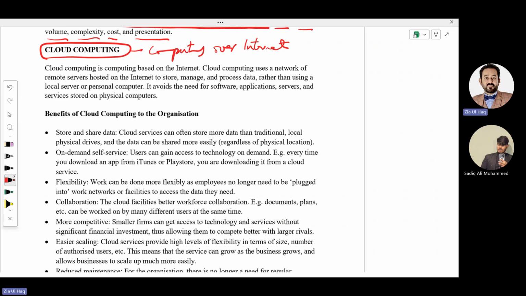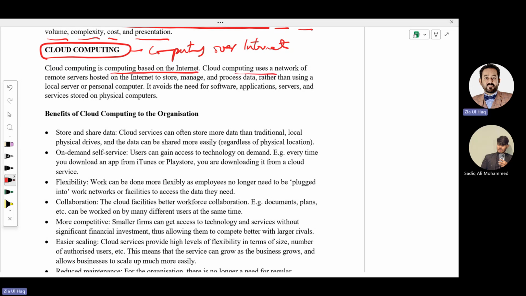That is available on your mobile phone as well, where you can store data on a cloud drive. Cloud drive means data is stored somewhere in the world, but you don't know where it is stored. It's not stored in your computer. So cloud computing is computing based on the internet.